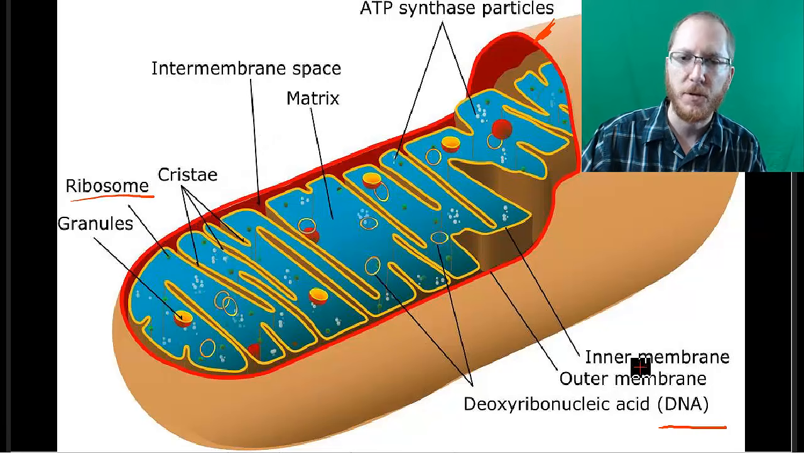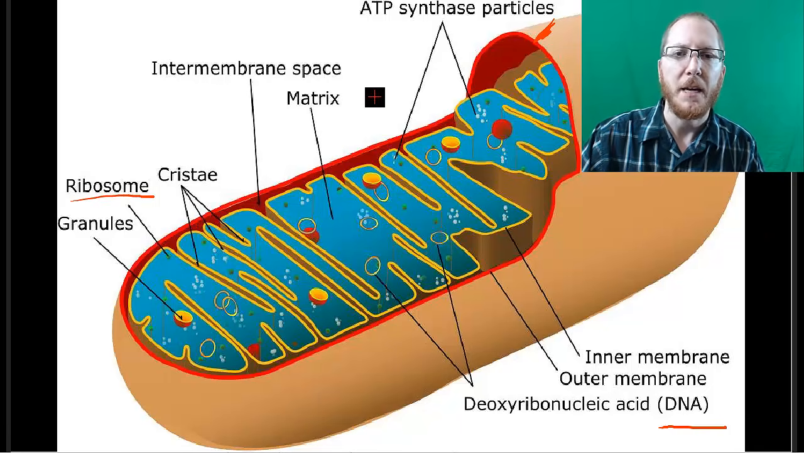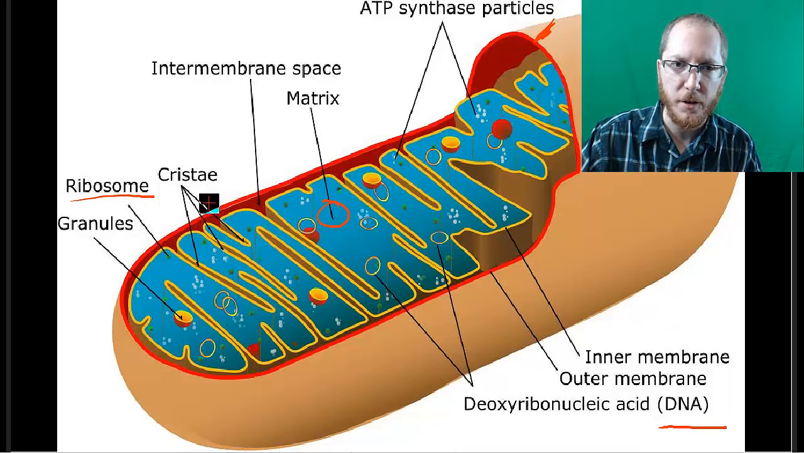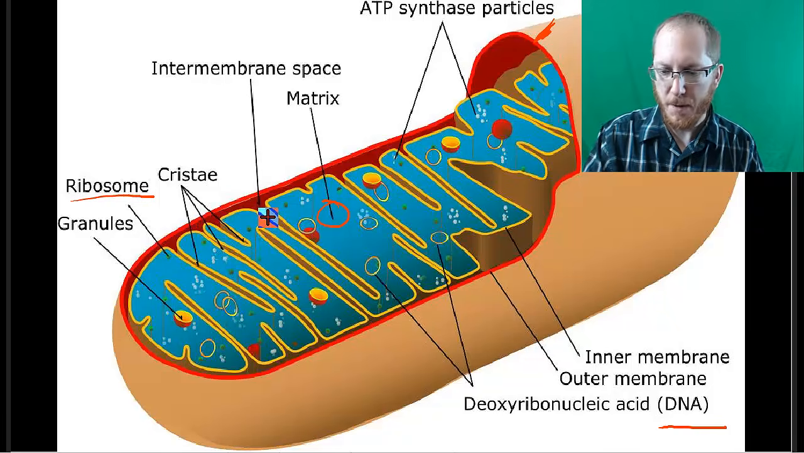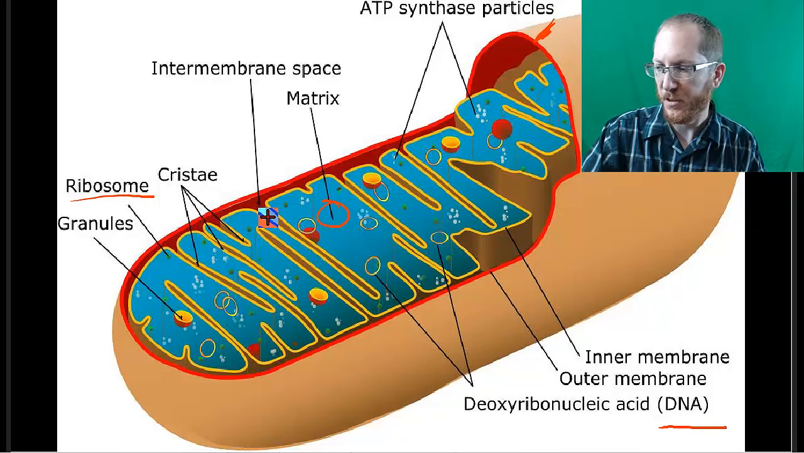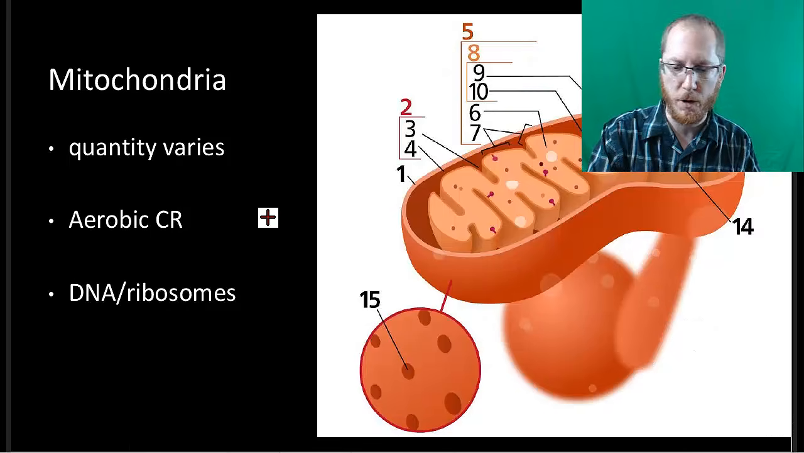But you will see the ribosomes, the DNA, and within the mitochondria, the places that matter most is the matrix, which is going to be essentially the cytoplasm that's at the very center, the cristae, which is this inner membrane, and then this intermembrane space will play a role that's in between the inner and the outer. So we'll talk about how actual cell respiration occurs, but this will be the site of aerobic cell respiration.